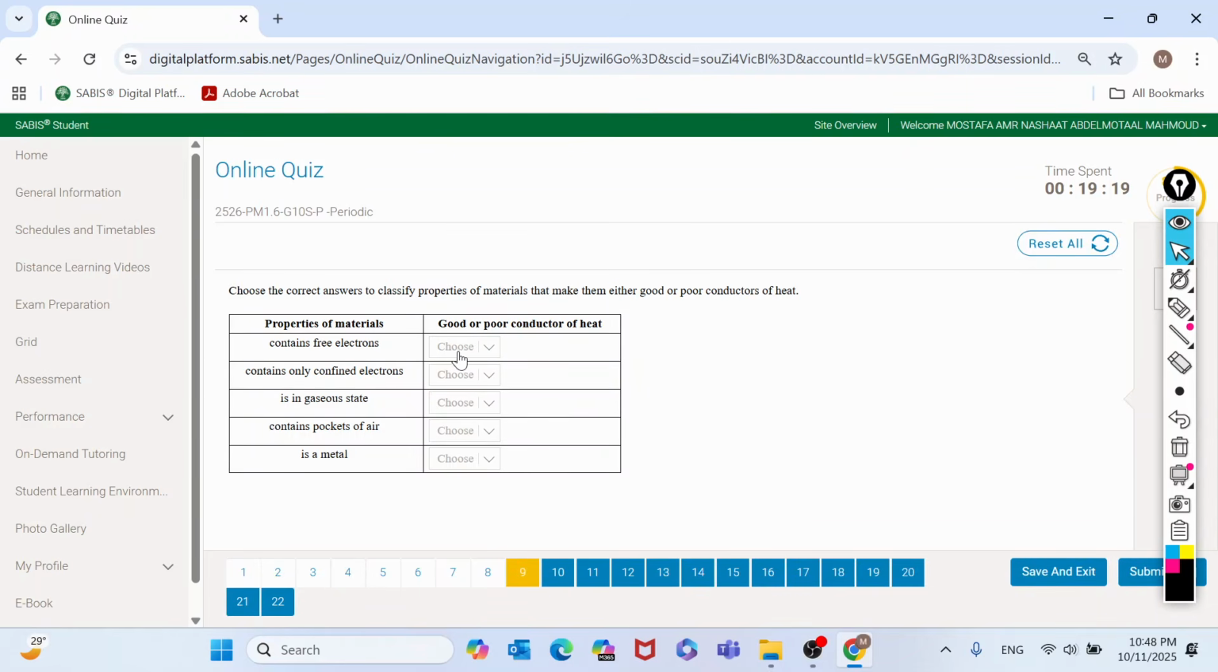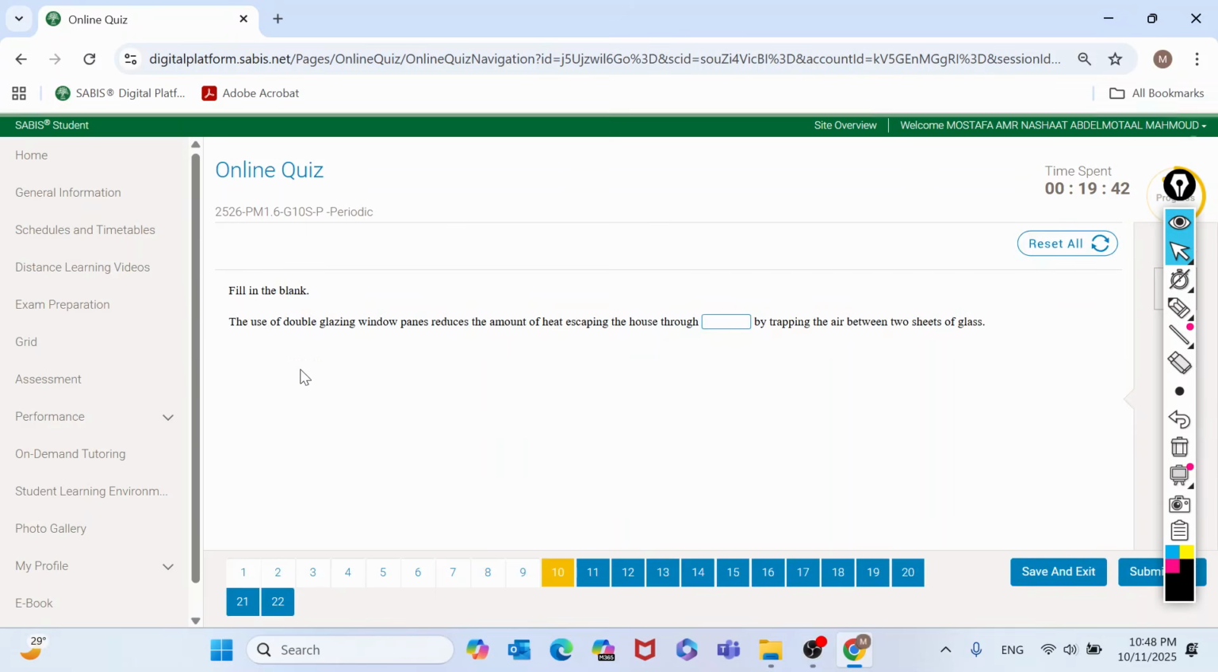Okay. Contains free electrons, I just explained it, good conductor. Contains only combined electrons, so the opposite, it's going to be poor conductor. Gases are poor conductors. Contains packets of air, poor conductor, because gas. And also air is a very bad conductor of electricity and heat. Is a metal good conductor, because it has free electrons.